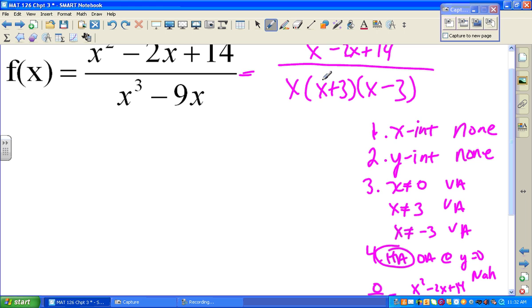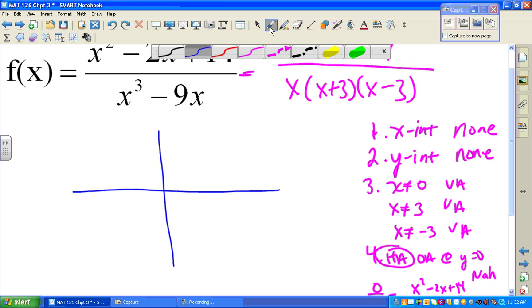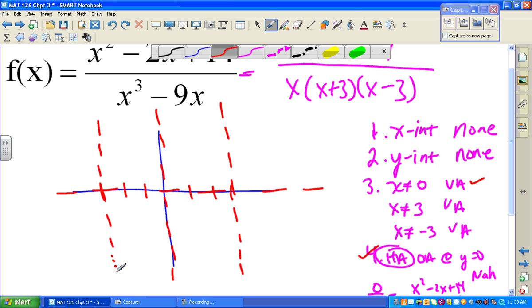So you make your sketch. No x-intercepts because there is a horizontal asymptote at y equals 0. Check. There is no y-intercepts because there's a vertical asymptote at x equals 0. I kind of like the red and the blue. Vertical asymptotes at 3 and negative 3.